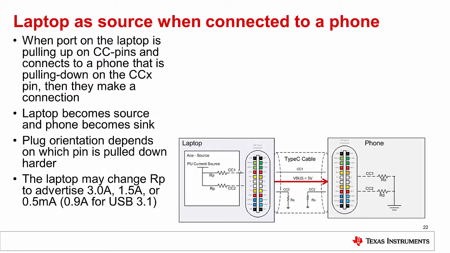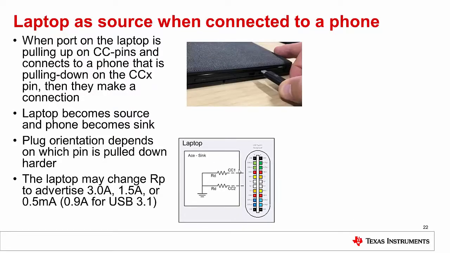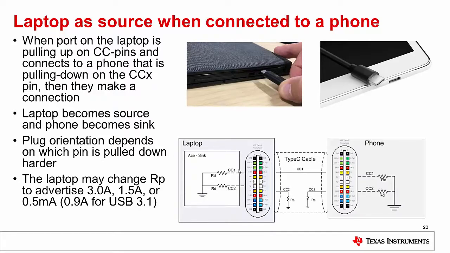Let's look at the other scenario where a laptop gets plugged into a phone, where the phone wants to be the sink and the laptop wants to be the source. Again, the laptop is sitting here toggling back and forth, pulling up and pulling down, and then it's plugged into a phone, which is always pulling down in this situation. So if it's plugged in at the right moment, the laptop and the phone are both pulling down, so they're both seeing 0 volts on their CC pins.